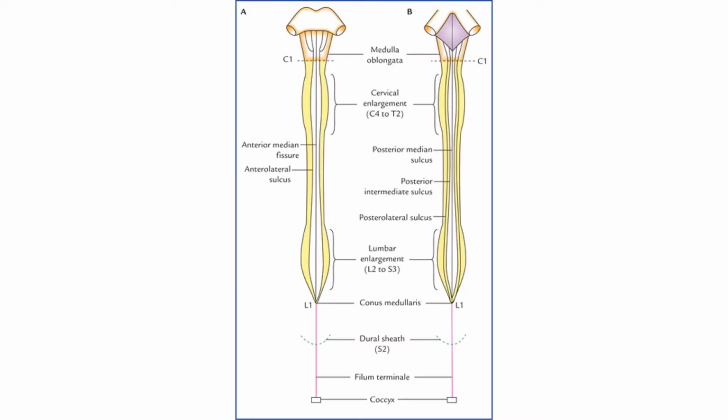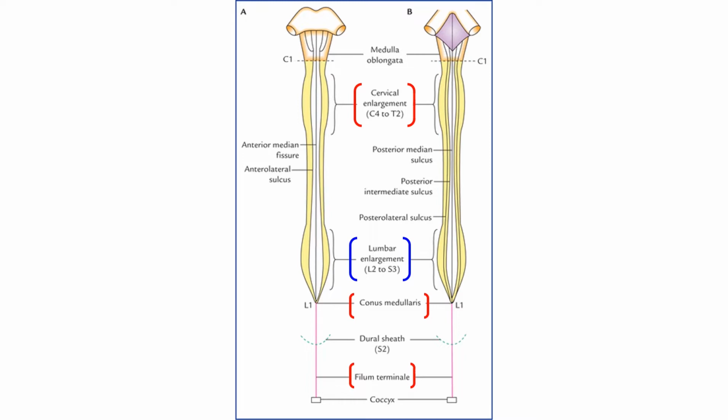Question: is the spinal cord uniformly shaped along all its way? The answer is no, it is not. It has two dilatations, meaning that the spinal cord gets wider in two areas, and these two enlargements are: the first one is present in the neck, and it is called the cervical enlargement from C4 to T2, and the second one is the lumbar enlargement from L2 to S3.